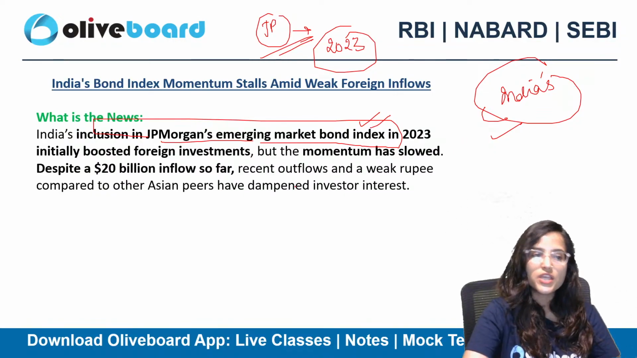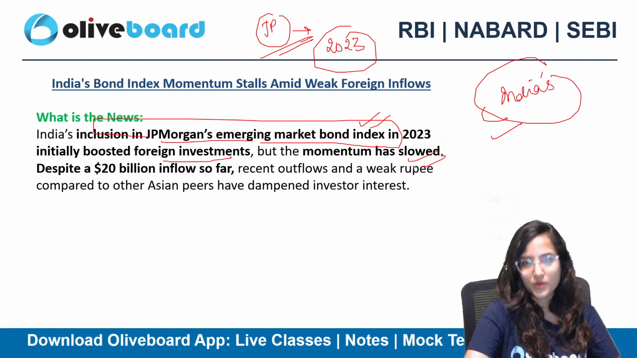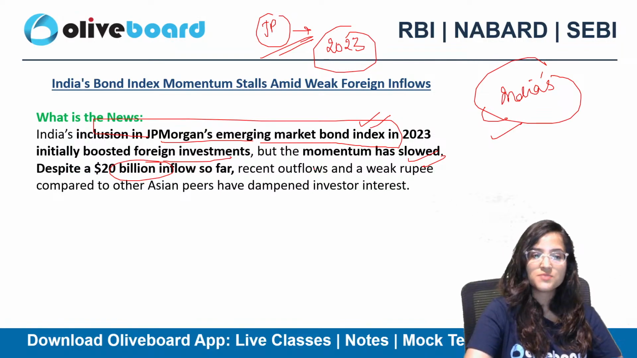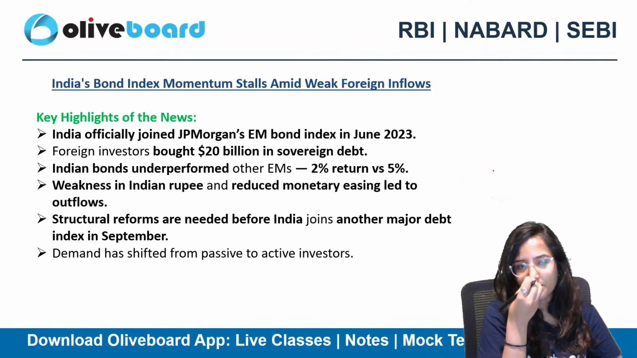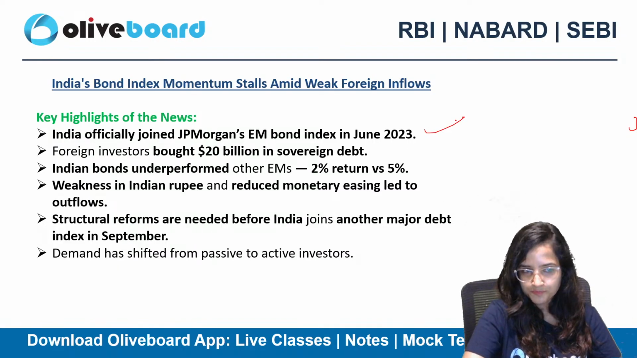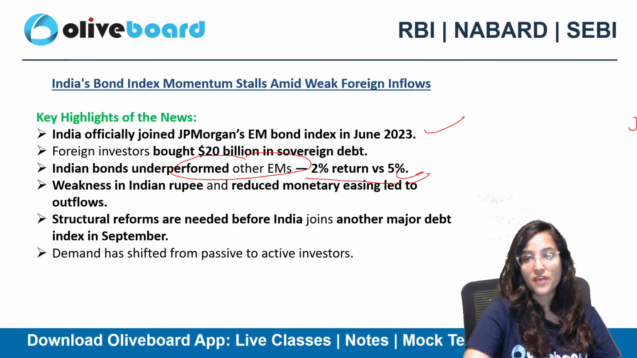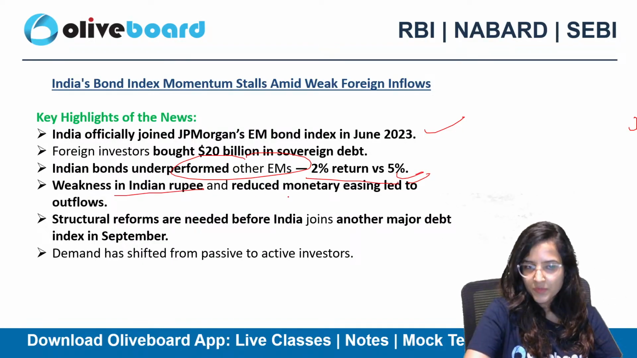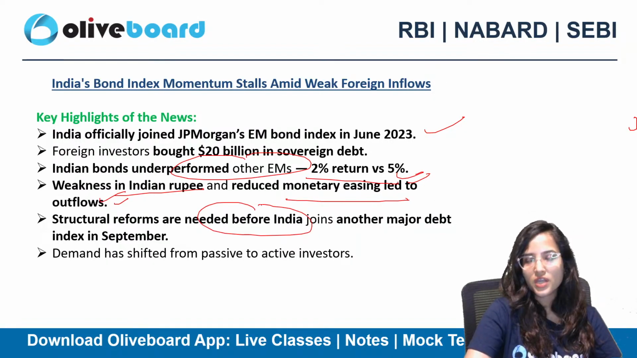Initially, inclusion boosted foreign investments, but now this momentum has slowed. There has been a $20 billion inflow as of now, but there have been a lot of outflows also. Weak rupee we've seen, because of which investor interest has dampened. India joined this index in June 23. Indian bonds underperformed other emerging markets, 2% return versus 5%. There's weakness in the Indian rupee and reduced monetary easing, which led to outflows. Structural reforms are needed before India joins another major debt index in September.